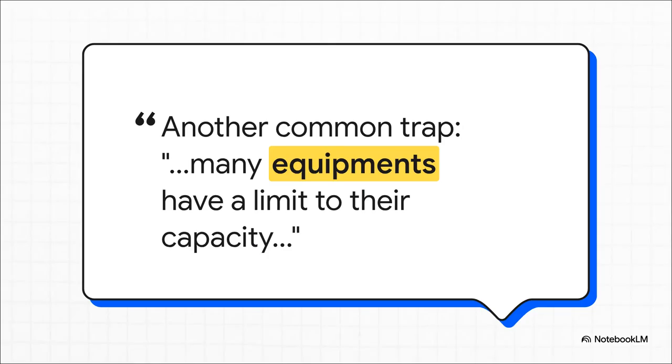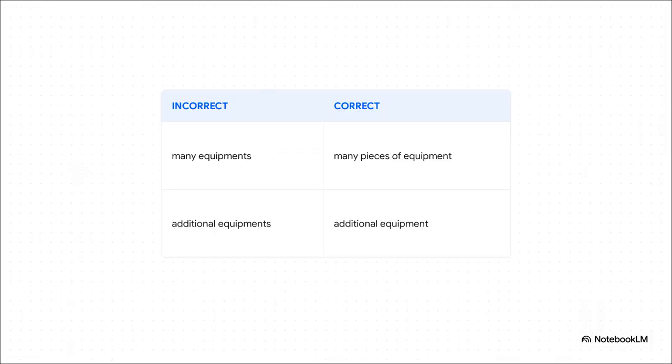Okay, here's another super common trap, also found in academic writing, the word equipment. It feels plural, doesn't it? I mean, you can have a lab full of different machines and tools, but the word itself, equipment, is uncountable in English. So, the correct way to handle it is to treat equipment as this single collective thing. If you absolutely have to count the individual items, you need to add a phrase like many pieces of equipment. But if you just mean more of it, it's simply additional equipment.